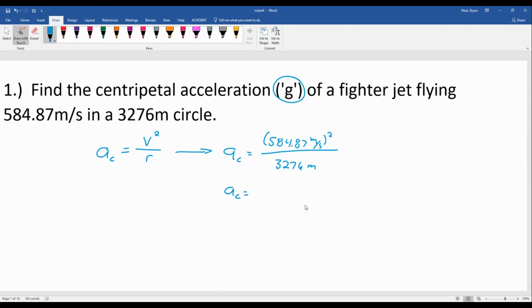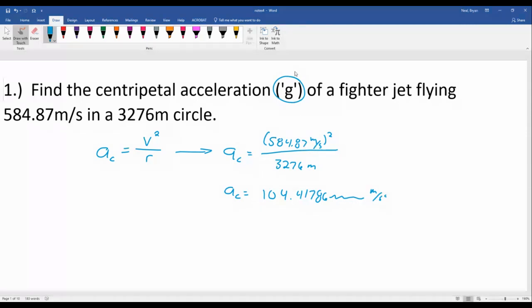We're getting somewhere. So take the 584 squared divided by the 3276 on the bottom, and you end up getting 104.41786 and so on meters per second squared. So that's the acceleration in our typical units.